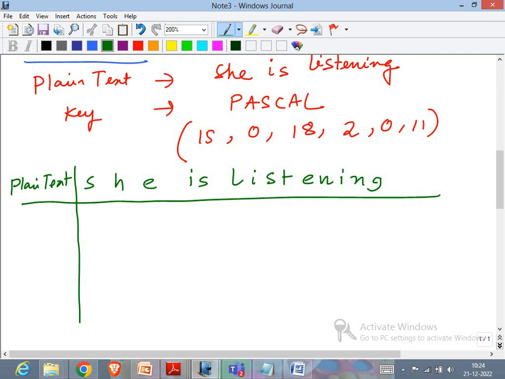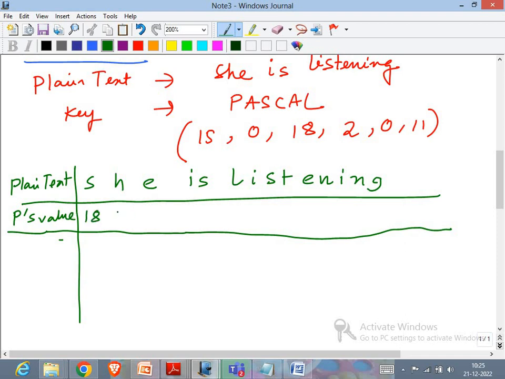Now we have to numerically write the equivalent to the plain text as well. So please make a note of this. So I would say value over here, the plain text numeric equivalent value. Can anyone please tell me what was S? 18. So same way 18, 7, 4, 8.